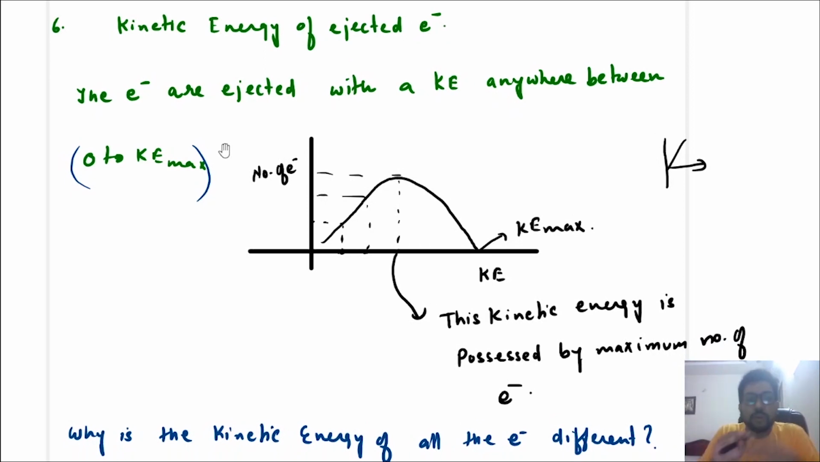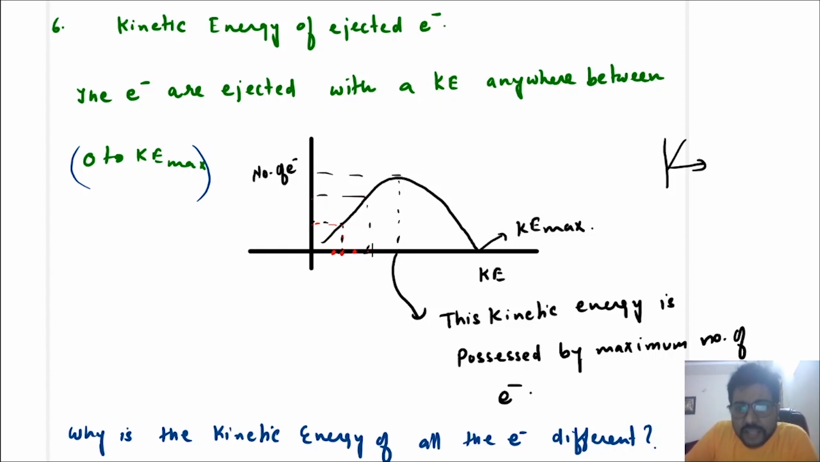Now if you draw the graph between the number of electrons and kinetic energy, you will see that at this kinetic energy, this much number of electrons are present. At this kinetic energy, this much number of electrons are present. That means it's completely random.